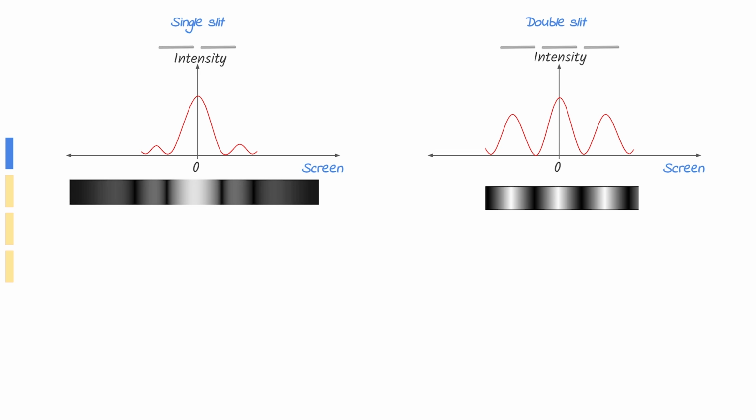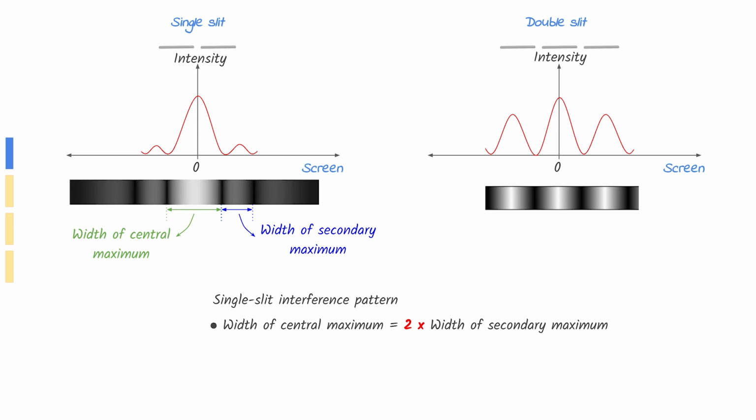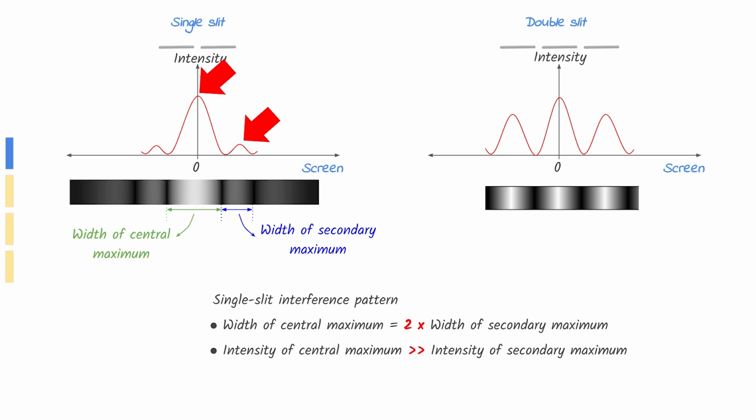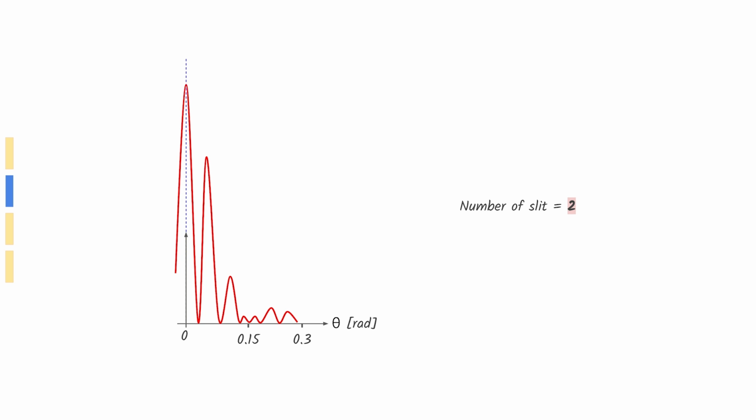First, let's compare some major differences between a single slit interference pattern and a double slit interference pattern. For a single slit, the width of the central maximum is twice that of the width of the secondary maximum. And intensity of the central maximum is much greater than the intensity of the secondary maximum. These are the main 2 things you can look out for. Now let's have a look at the intensity pattern given to us in the question. The width of the maxima is consistent, and the intensity difference between the primary and secondary maxima is not very large. Therefore, this is the intensity pattern for double slit interference.